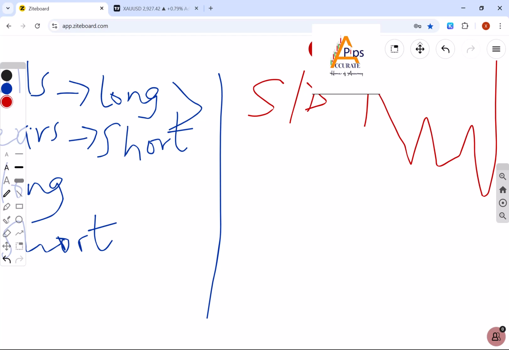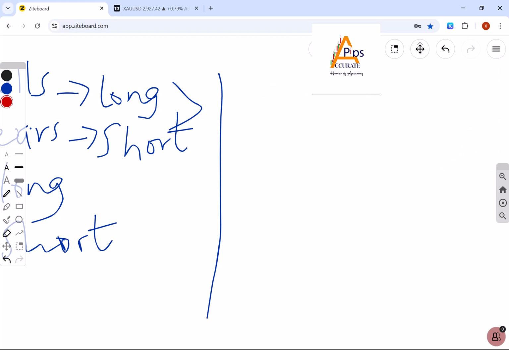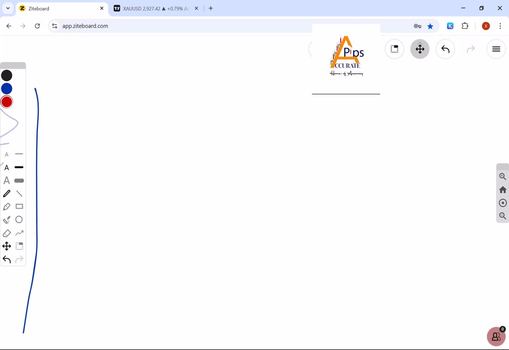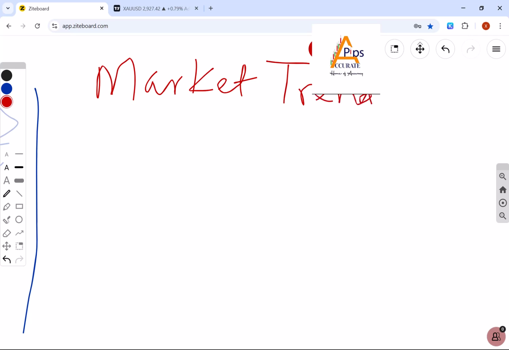Then the next thing I want to look at quickly is market trends. When we talk about market trends, we are talking about the direction of the market. What is the direction of the market? As I said, we are looking at the direction of that particular market where you are trading. So we have three major market movements.